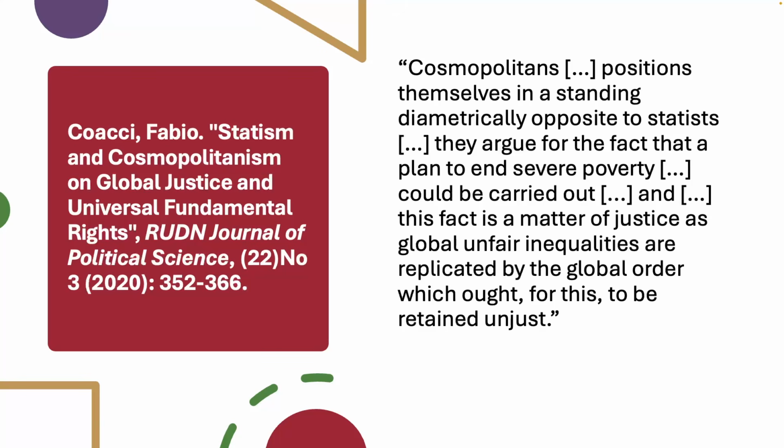Cosmopolitans position themselves in a standing diametrically opposite to that of the statist. They argue for the fact that a plan to end severe poverty could be carried out, and this fact is a matter of justice as global unfair inequalities are replicated by the global order, which ought not to be retained, being unjust. What this is giving us here is not only the basic obligations, but also a philosophical underpinning for these obligations. And we can see this in other writings as well.